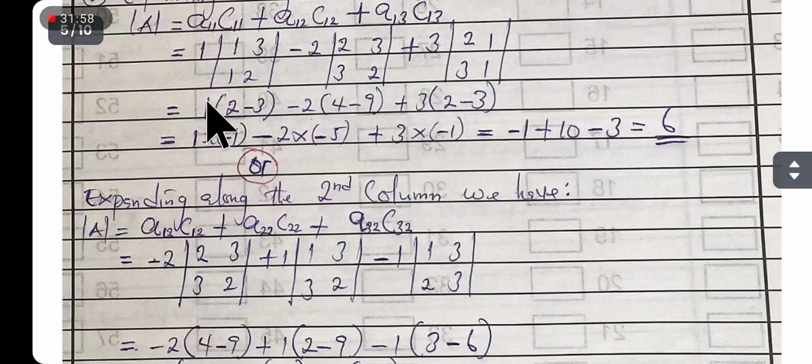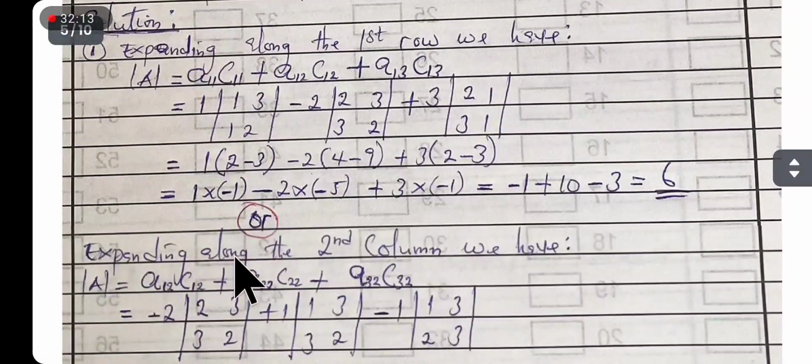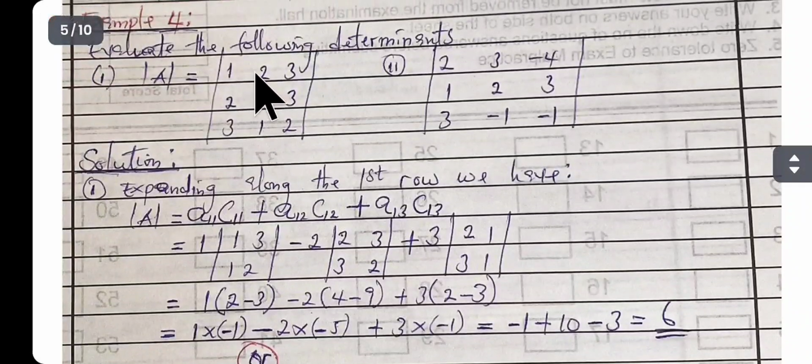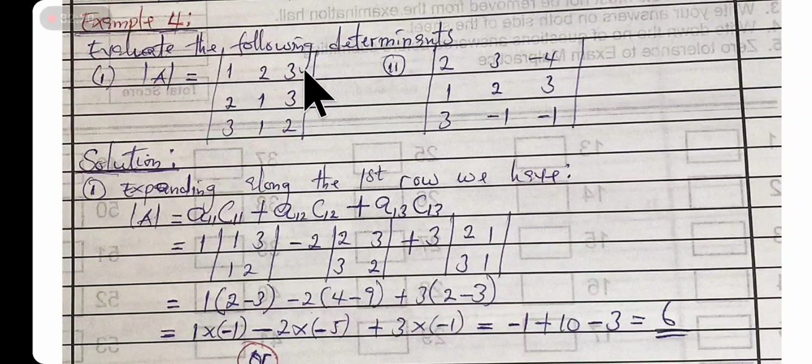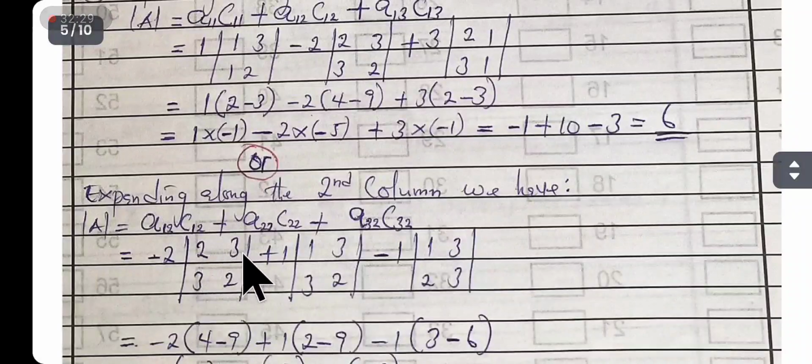We have minus 2. I've told you why it is minus 2: it's in the first row and second column. First and second, that is 1 plus 2. 1 plus 2 is 3, and 3 is odd. We have minus 2 here. By the time I have this minus 2, the row of it will be cancelled and the column of it will be cancelled. So you are left with 2, 3, 3, 2.